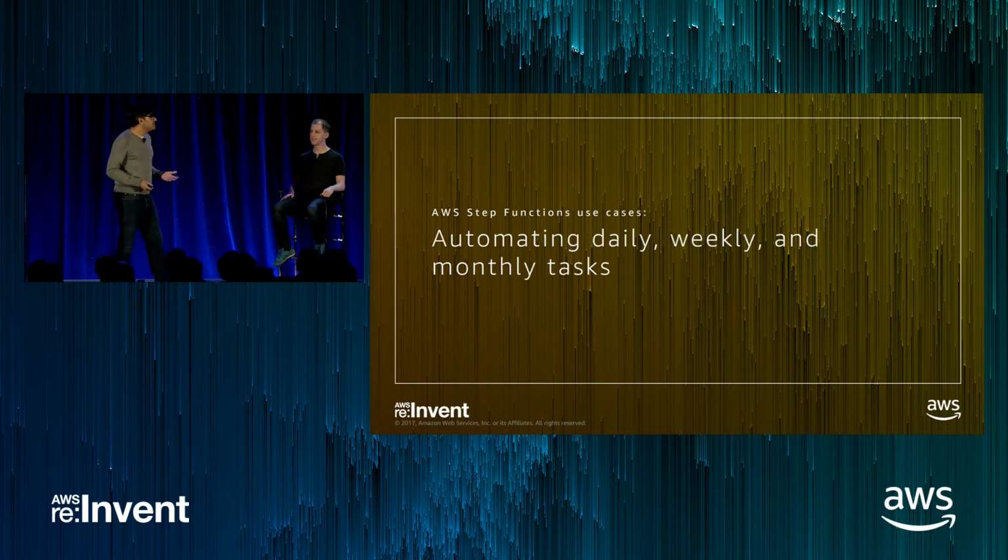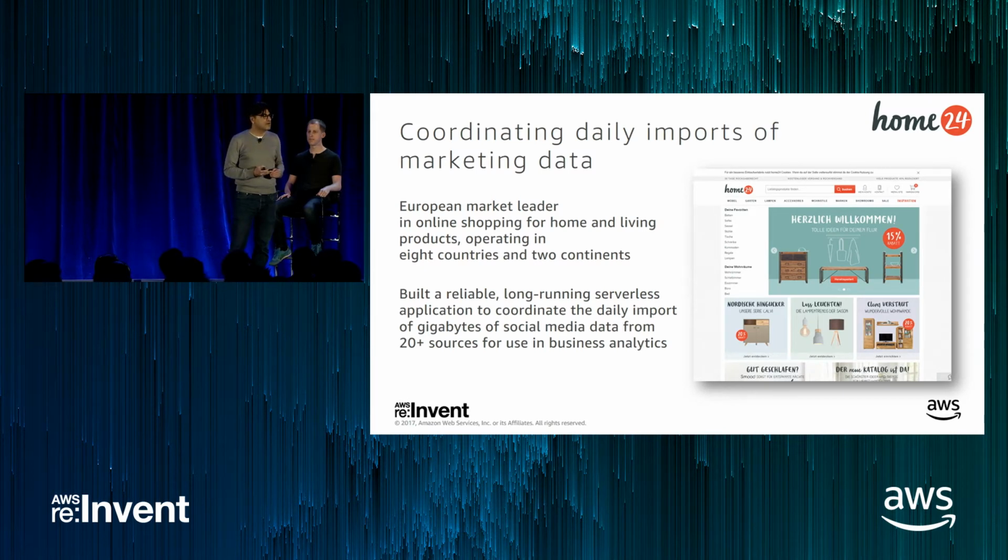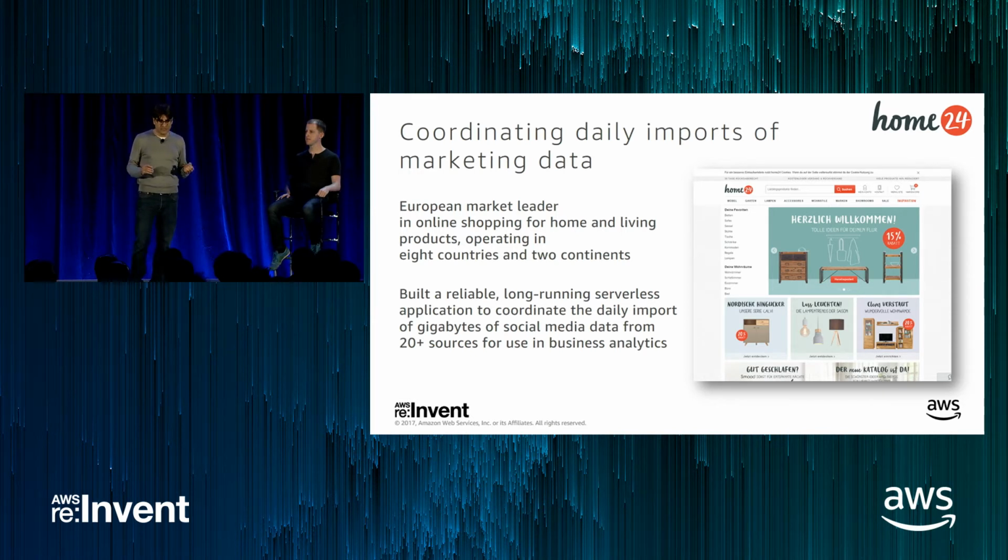So let's start with automation of daily, weekly, and monthly tasks. Our first example comes from Home24. Home24 is the market leader in online shopping for home and living products. They run their entire data analytics platform on AWS, and they analyze multiple data sources, including marketing data, social media data, search analytics, their internal ERP systems, and they bring all this data together into a single resource. They run this on AWS services like S3, Kinesis, Redshift, EMR, and DynamoDB to ingest, process, and analyze all this data. And they're importing, on a regular basis, about 50 gigabytes of data daily, and they need to turn it into a format that they can consume and query over.